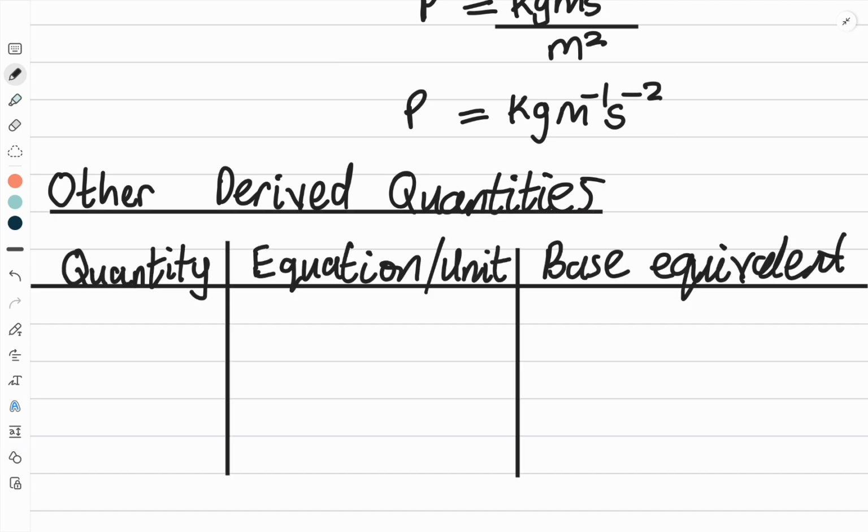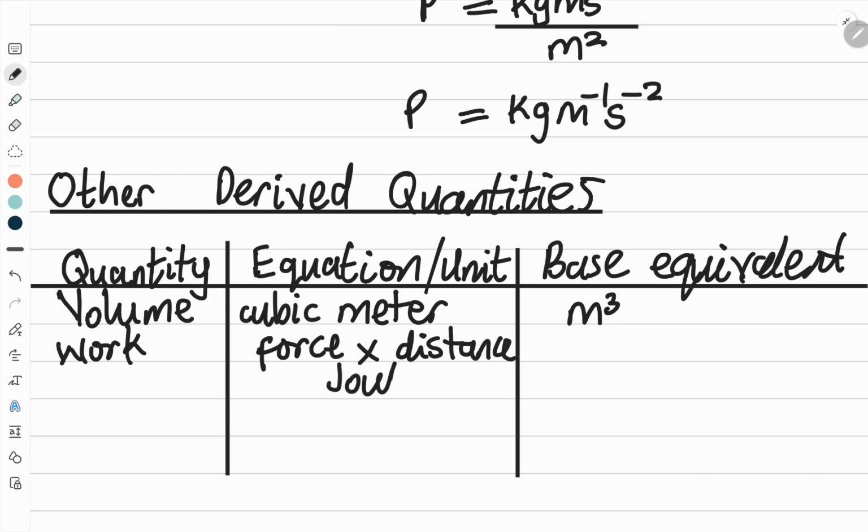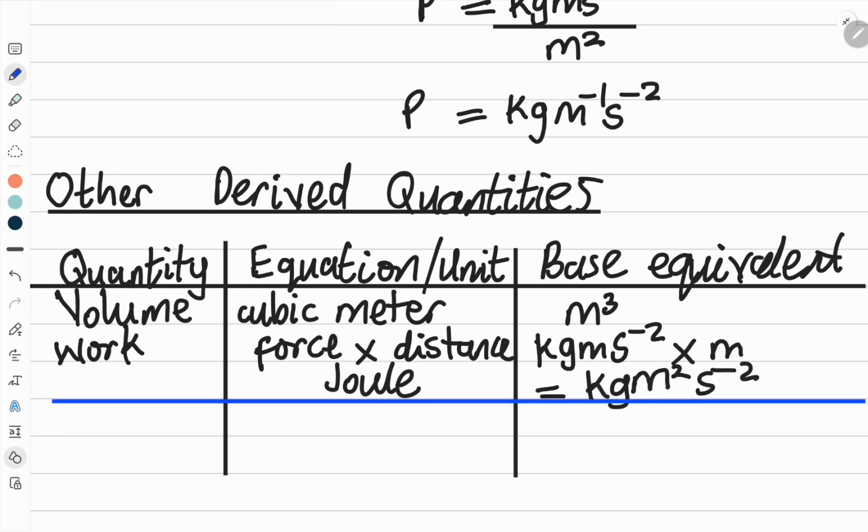Other derived quantities, we have volume, which is in cubic meters because we are multiplying lengths in 3 dimensions. Work done is force times distance, and this is going to give us a unit of the joules. Our equivalent now would be base units for force times meters, and this gives us kg meters to the power 2 seconds to the negative 2.